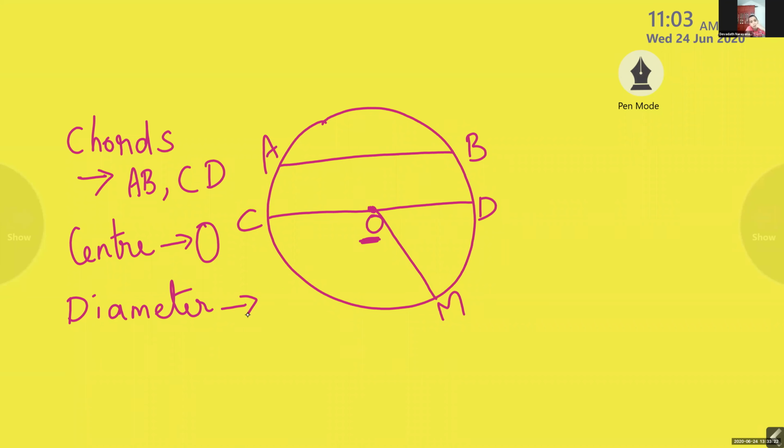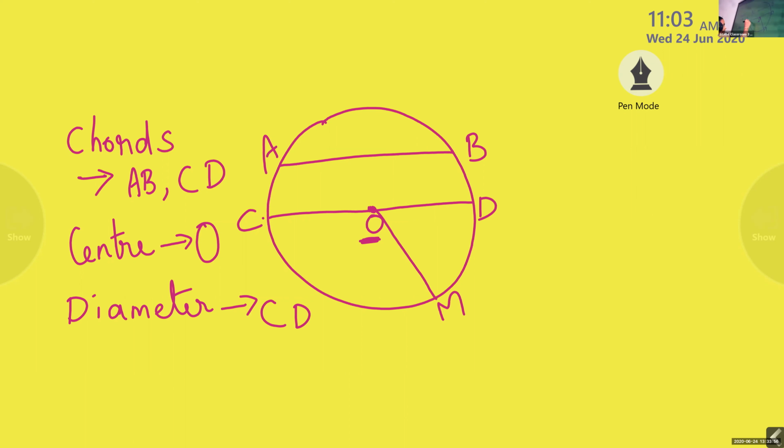OM. The diameter is a line segment passing through the center and touching two edges. Is OM touching two edges on the circle? I want the answer from Abel, or I will ask one by one. Don't say the answer, okay? Nived, can you say which is the diameter? CD. Very good, excellent.